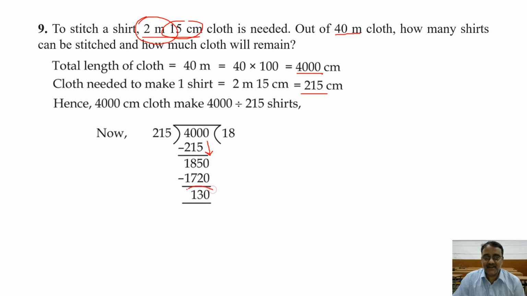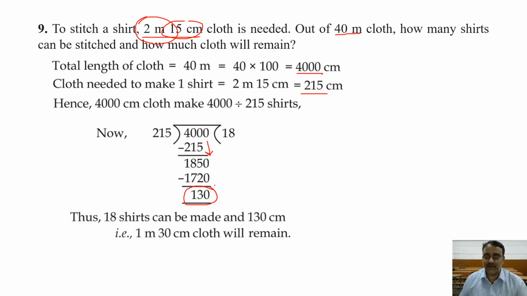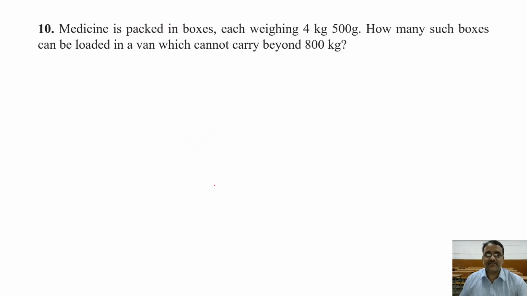So this much cloth is left, 130 centimeter. So we can stitch 80 shirts and 130 centimeter will be left. That is 1 meter 30 centimeter. Now the next question, medicine is packed in box each weighing 4 kilogram 500 gram. How many such boxes can be loaded in a van which cannot carry beyond 800 kg?